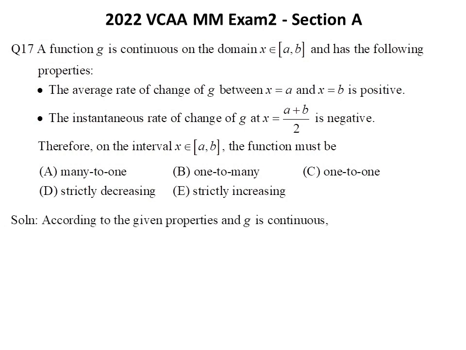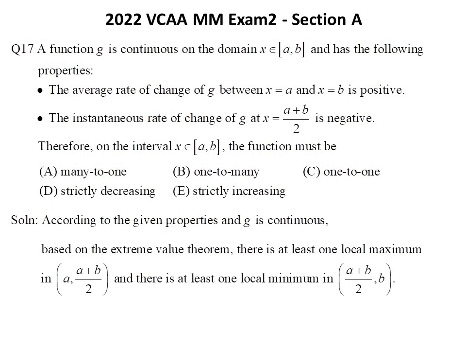According to the given properties of the function g of x over the closed interval from a to b, and based on the extreme value theorem, there is at least one local maximum within the interval from a to a plus b all over 2. In the meantime, there is at least one local minimum in the interval from a plus b all over 2 to b. Hence, the function is a many-to-one function. So the answer for question 17 is A.